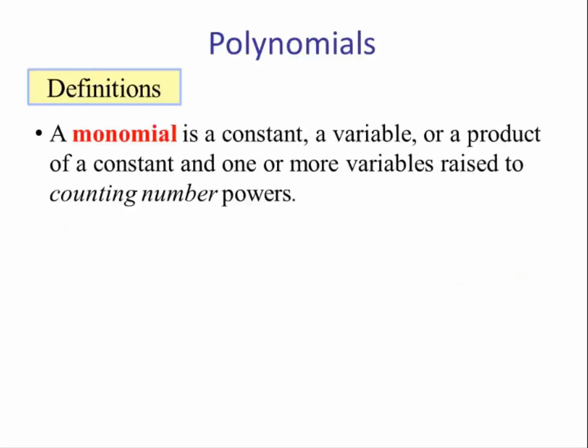A monomial is a term, a variable, or a product of a constant and one or more variables raised to counting number powers. Sometimes this is known as natural numbers. Let's look at some examples. This is a monomial, 3x to the 6. 6 is a counting power. X is a monomial because it has a power of 1. Negative 3 is because it has a power of 0. So x to the 0 power is 1, and 1 times negative 3 is negative 3.